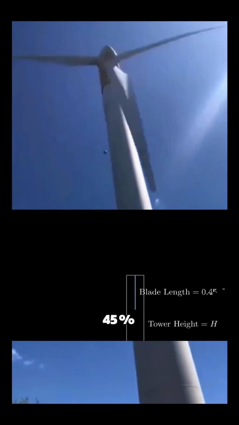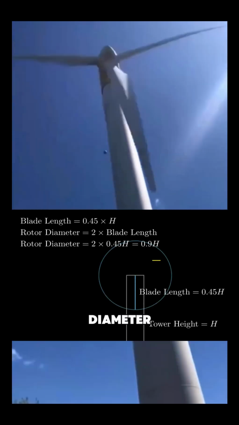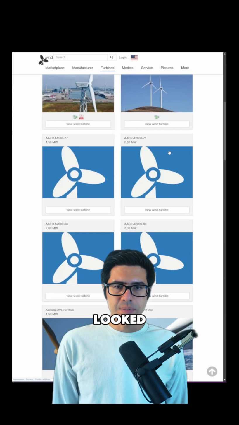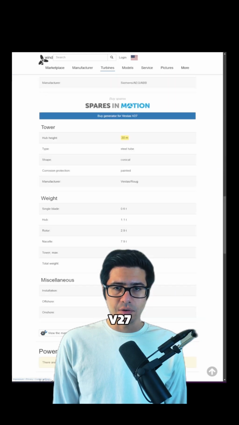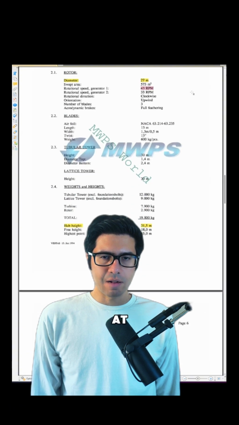The blade was roughly 45% of the height of the tower, which means the rotor diameter of the turbine is 27 meters. I then looked up a database of wind turbines using these sizes and found out the model of this tower is the Vestas V27. Then I reviewed the spec sheet and saw the blades spin at 43 RPM.